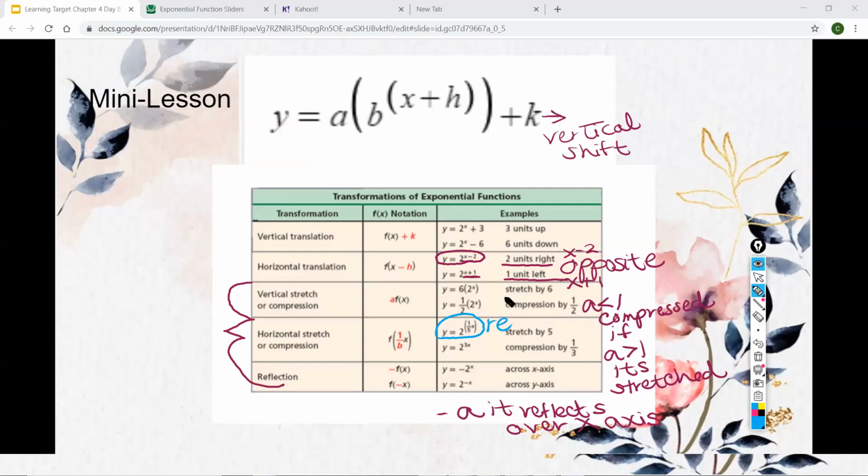So put reciprocal. Okay, 2 and then 3 to the x power. 3 times x power. So the reciprocal of 3 is what? 1/3. So if it's 1/3, it's compressed. So basically this whole chart is telling you, be careful with these.